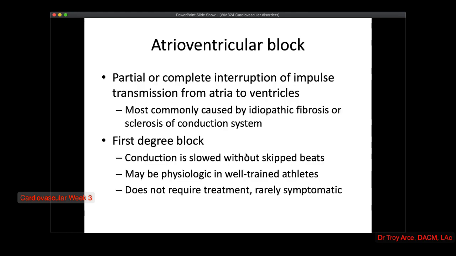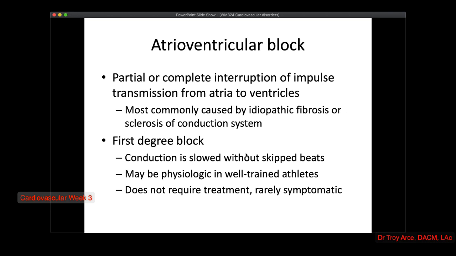So with these atrioventricular blocks, there's either a partial or complete interruption of impulse, and this occurs from the atria to the ventricles. Most commonly caused by idiopathic fibrosis or sclerosis of the conduction system.